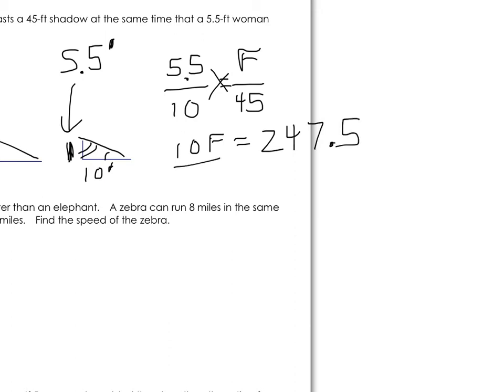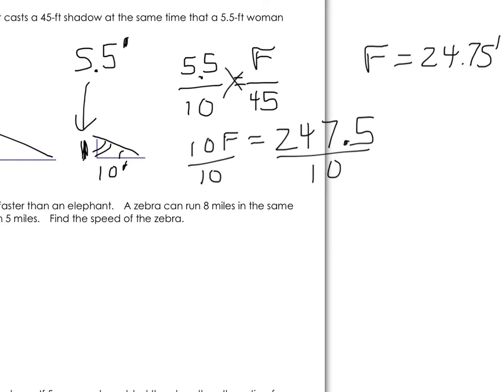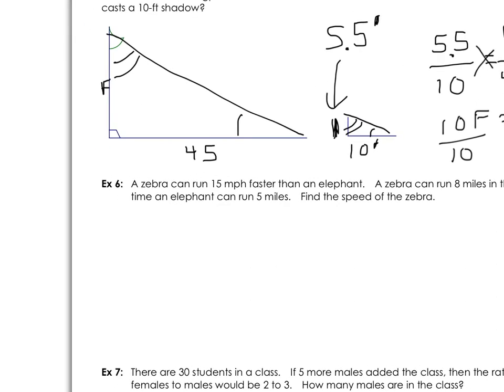$247.5. Let's divide by 10. So the flagpole must be 24.75 feet. Let's think about that for a moment. She's 5'5" and has a 10-foot shadow. The flagpole has a 45-foot shadow. And we said that it is 24.75 feet. Now, does that make sense?